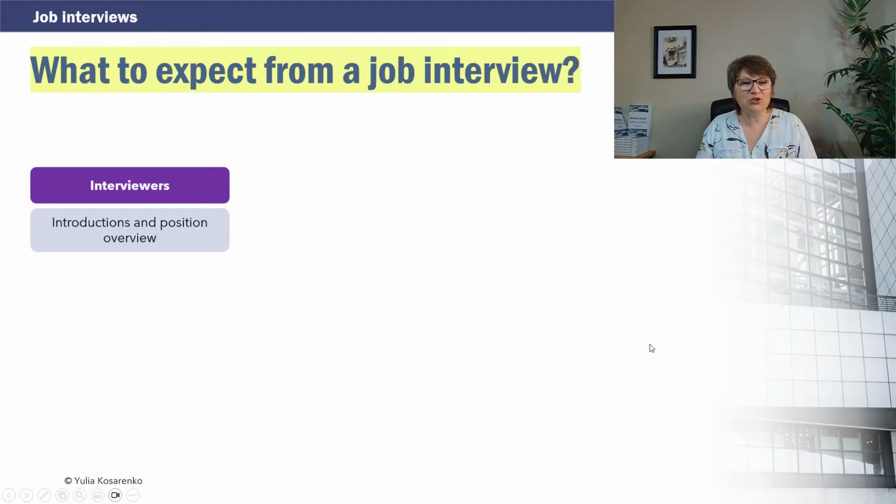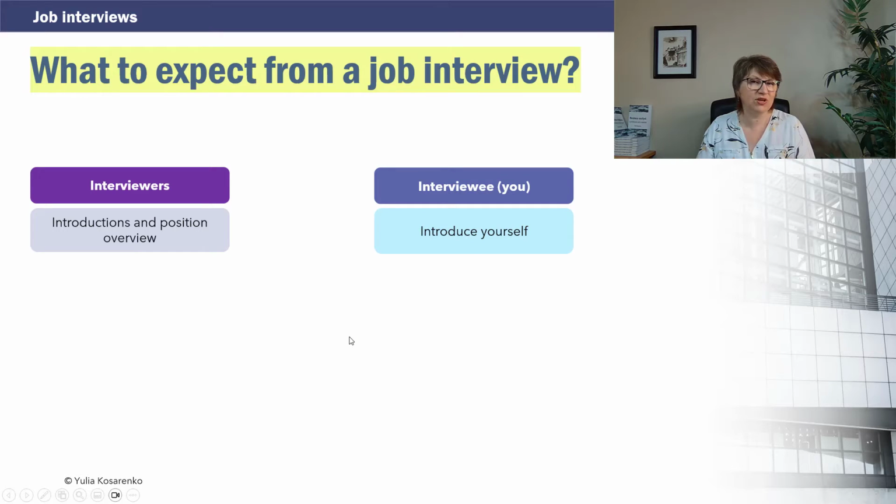So what do you expect from a job interview? The interview always starts with introductions, with an overview of the position, and that's usually provided by a hiring manager. And from your perspective, you introduce yourself and you make sure you listen carefully to how the position is described to you, because it's not always going to be identical to the definition that you saw in the job description. So make sure you listen. And sometimes the interviewer is going to provide you with additional information that is really useful for you and you have to listen for, because you don't want to ask the same questions later, right? You have to demonstrate your listening skills. So that's the first part.